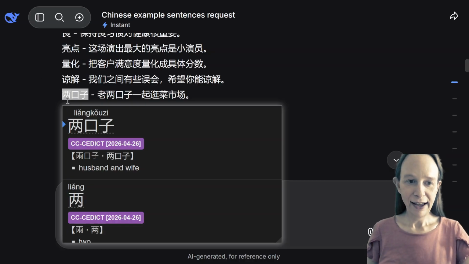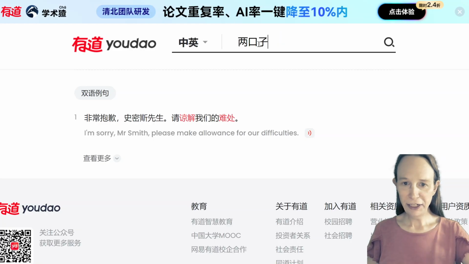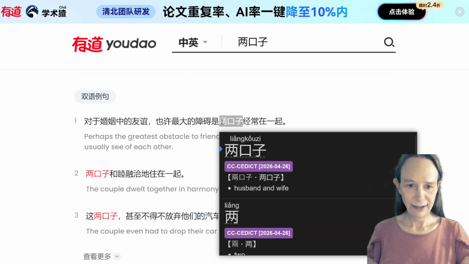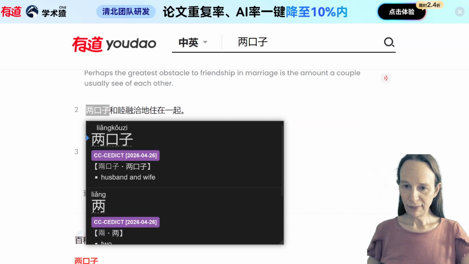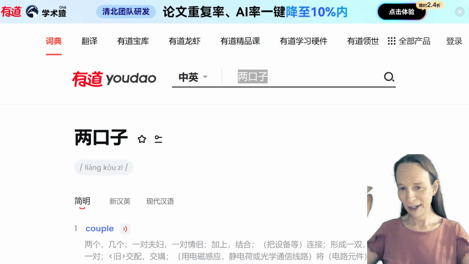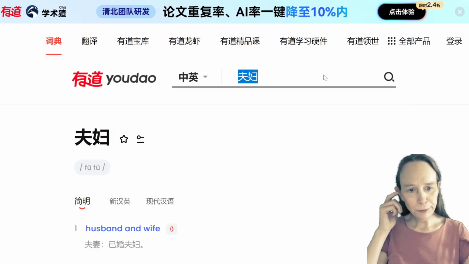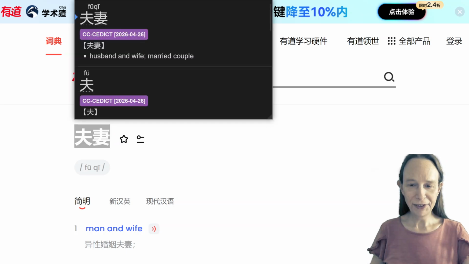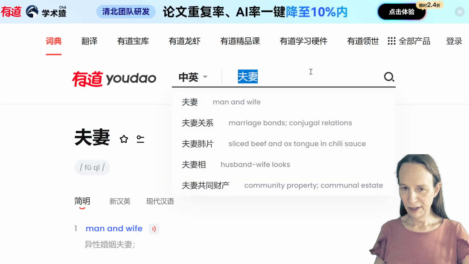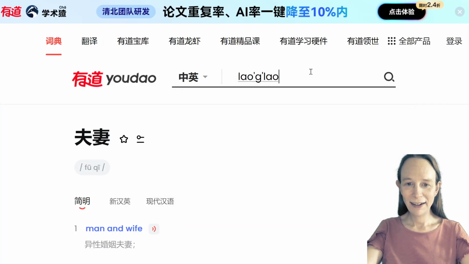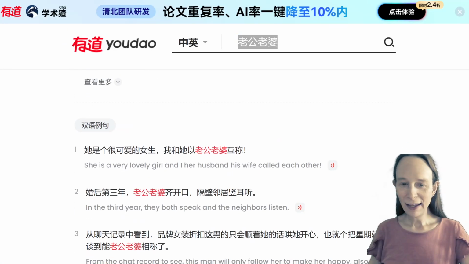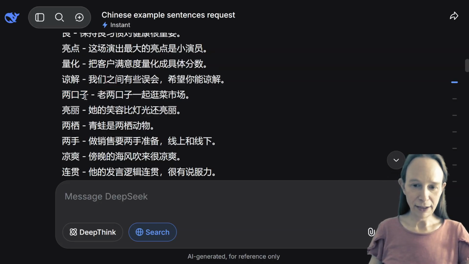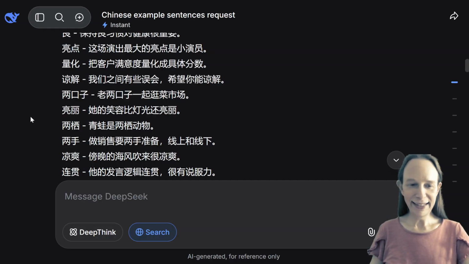Not in the dictionary. I'm guessing this is some sort of oral expression. 两口子, 这两口子经常在一起. All right. Yeah, there's plenty other terms for husband and wife. 夫妇, 夫妻. Oh, 夫 here is first tone. 夫妻. Yeah. 老公老婆. Guess you can just say that. Husband and wife. Yeah, and so on. Anyway, 两口子. I assume it's slang or something like that.